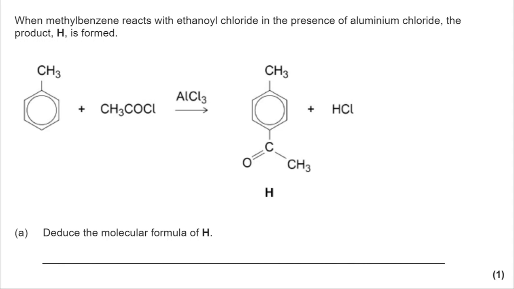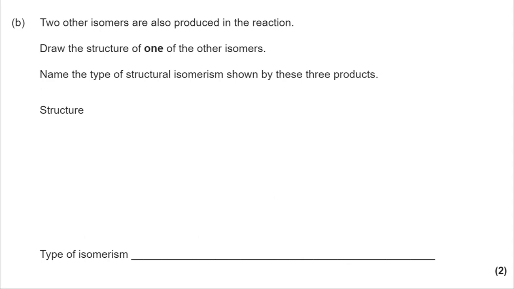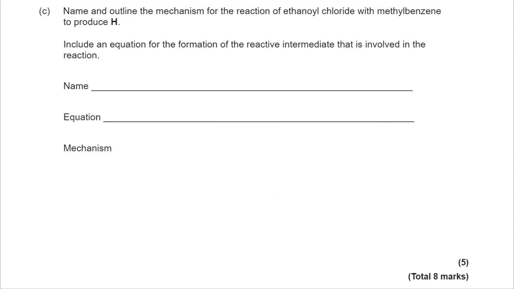This is an AQA A-level chemistry question, and it's based on the nomenclature, isomerism and aromatics topics. Try each section, pausing as you go, and then when you're done, review the answers later on. So here's part A, part B, and part C. And that's a total of 8 marks.